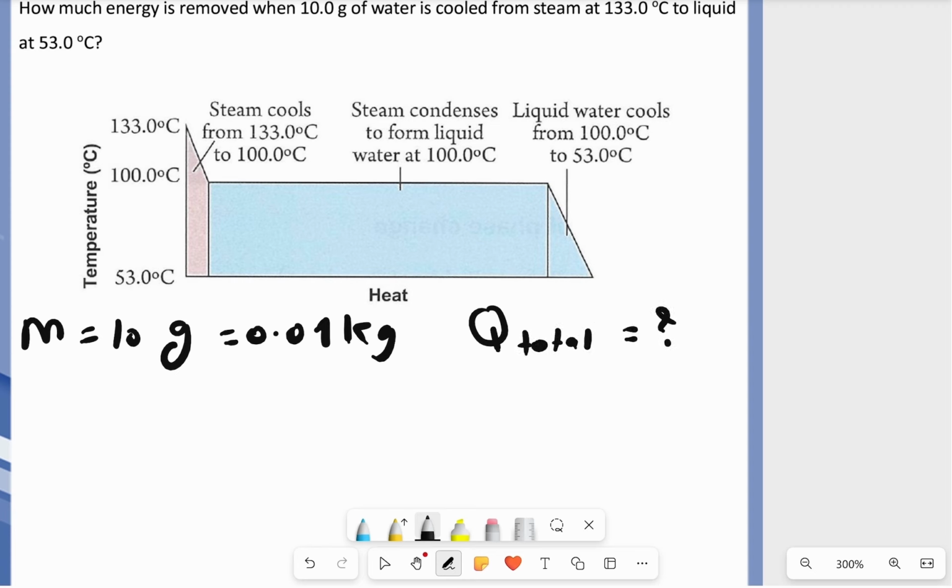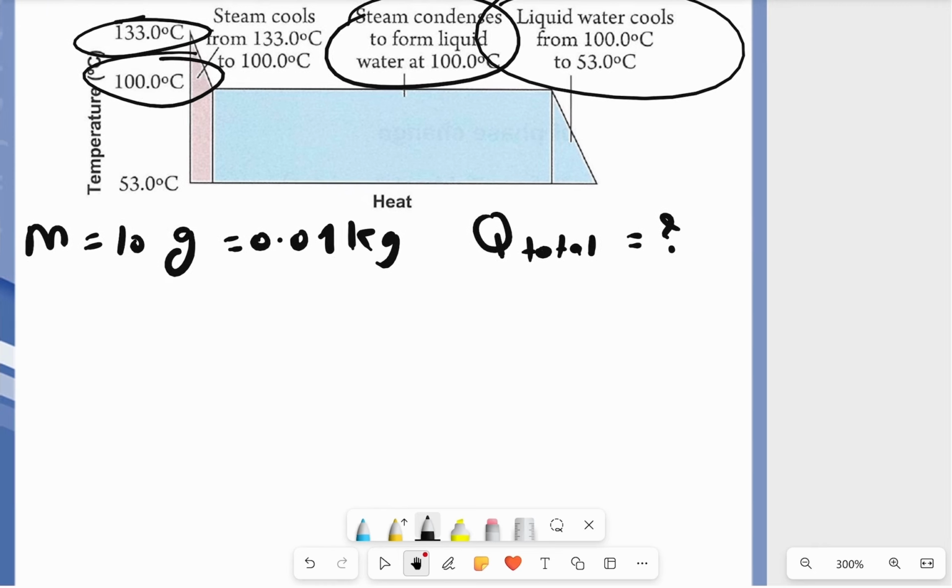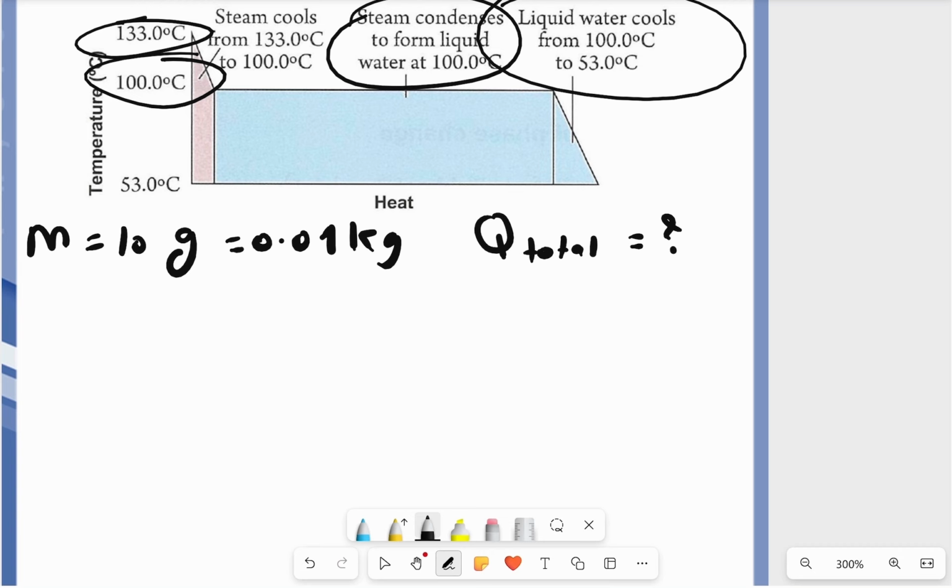Heat total. First of all, we're going to find out how much energy is needed for steam to cool from 133 to 100. Then we are going to find the heat of vaporization for steam to condense at 100 Celsius. Then we are going to calculate the heat needed for liquid water to cool from 100 Celsius to 50 Celsius. First of all, let's do steam to water.